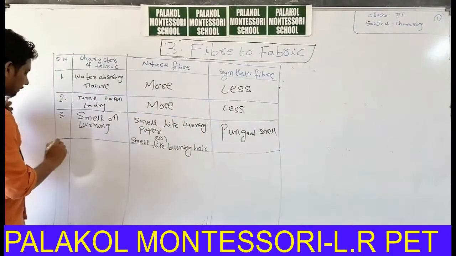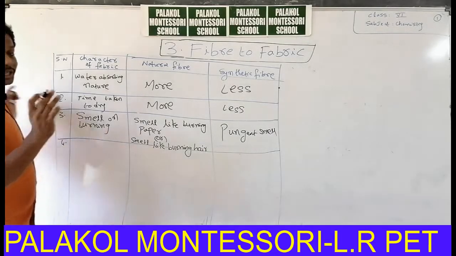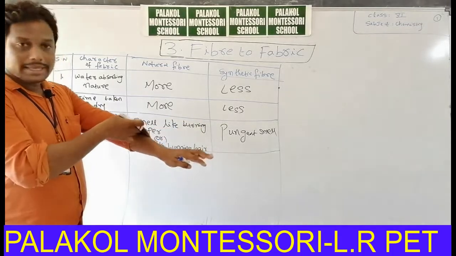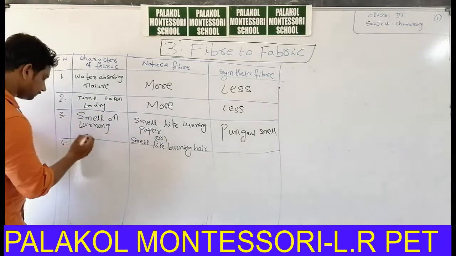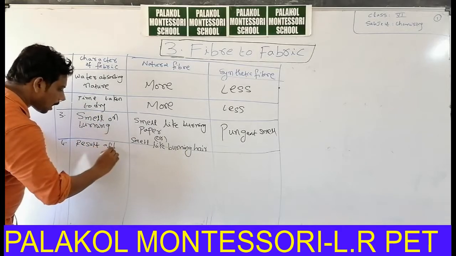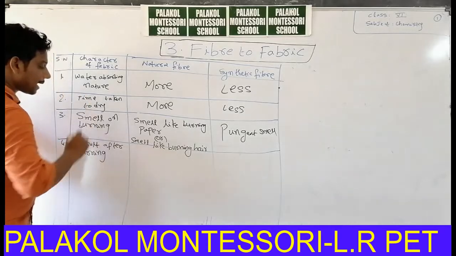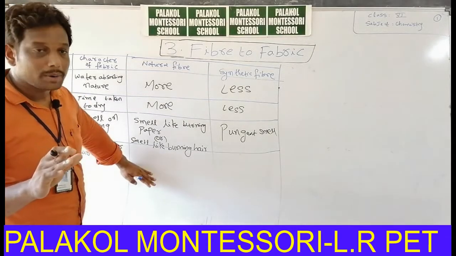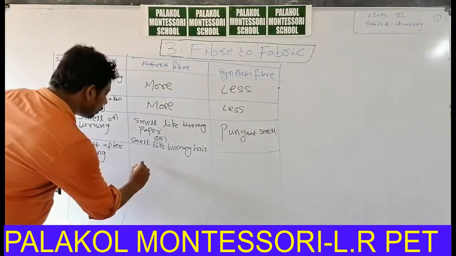Next, fourth property, result after burning. If you burn this cloth, which substance is formed? Result after burning, ash is formed. On burning natural fibers, it produces ash. In Telugu, boodida.